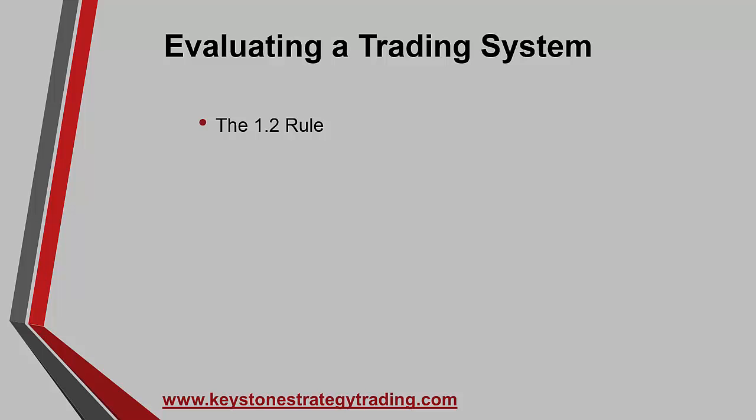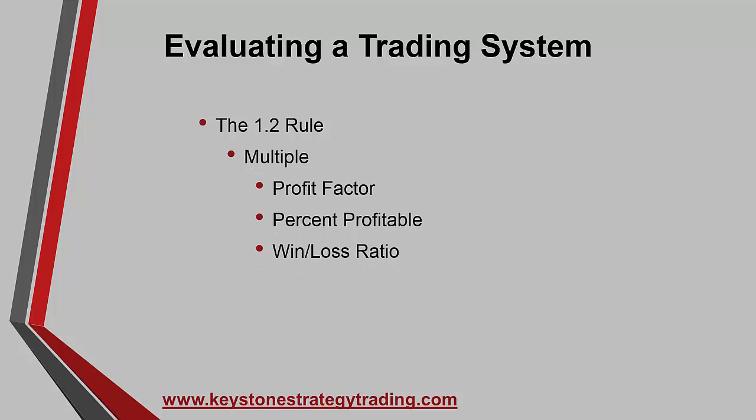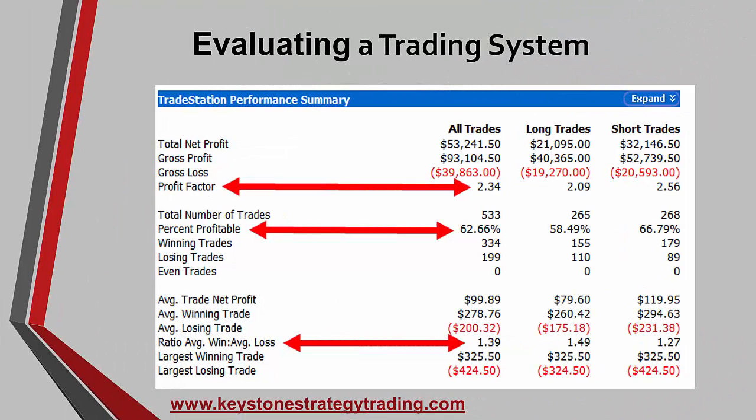So let's talk about how this 1.2 rule works. What you do for the 1.2 rule is you multiply the profit factor times the percent profitable, and then you multiply that times the win-loss ratio. And what you're looking for is a result of 1.2 or better. So let's just go through that process.